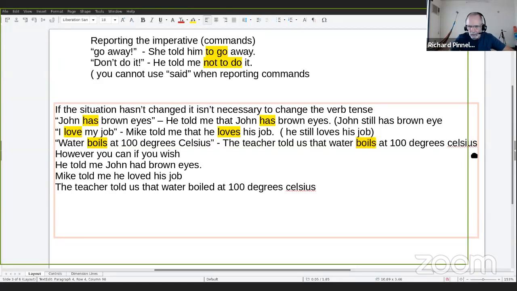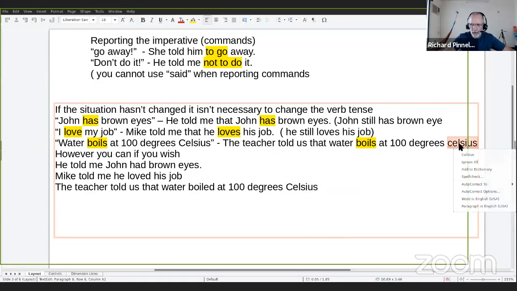Spelled cell. What is wrong with that? So you don't need to change the tense there, but you could change the tense there. I mean, you could with this one. You could say, John told me he had brown eyes. He told me that he loved his job. The teacher told us that water boiled at 100 degrees Celsius. You can use both forms.